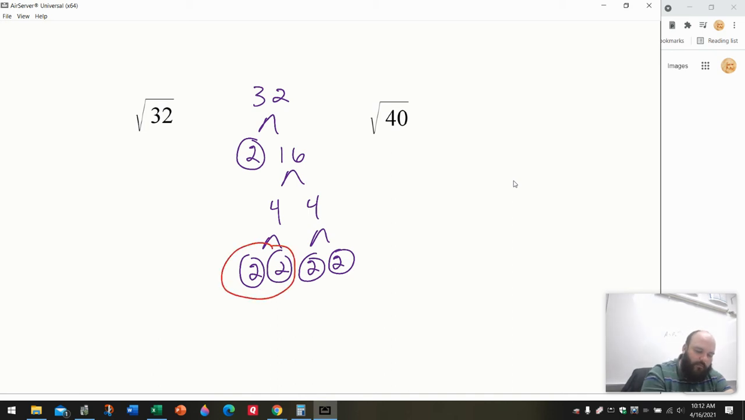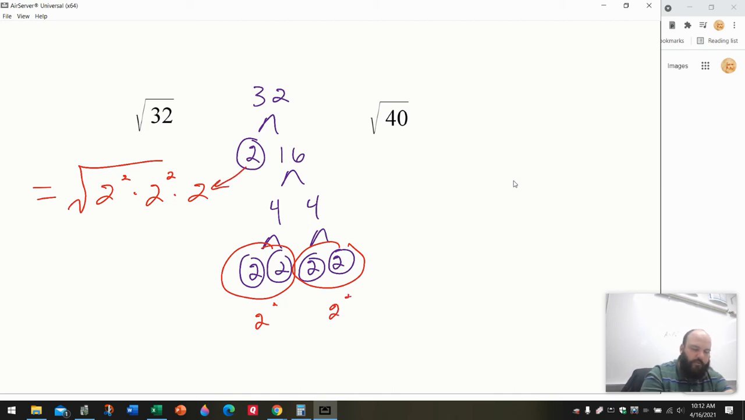Now I'm going to write these as pairs though. So every time I have a pair of numbers, I want to write them like this. So I'm going to break up 32 into 2 squared times 2 squared times 2. So this represents 2 squared, this is 2 squared, and then there's one more 2 that we write right there. Now, why do I write it like that? Well, once again, square roots cancel squares.